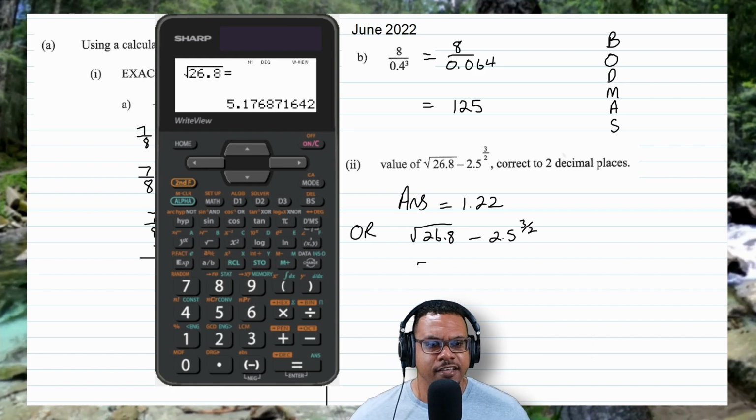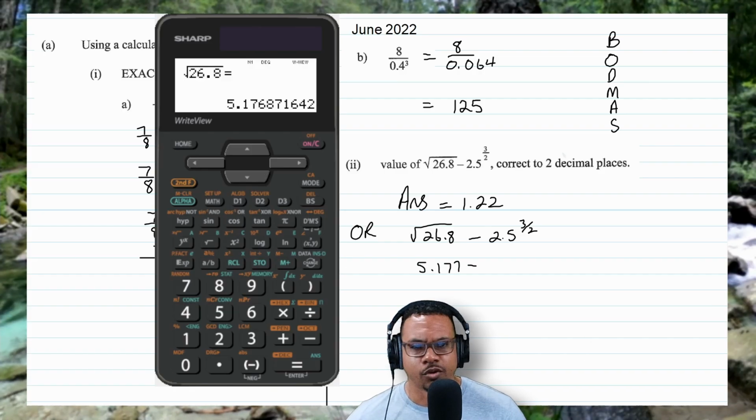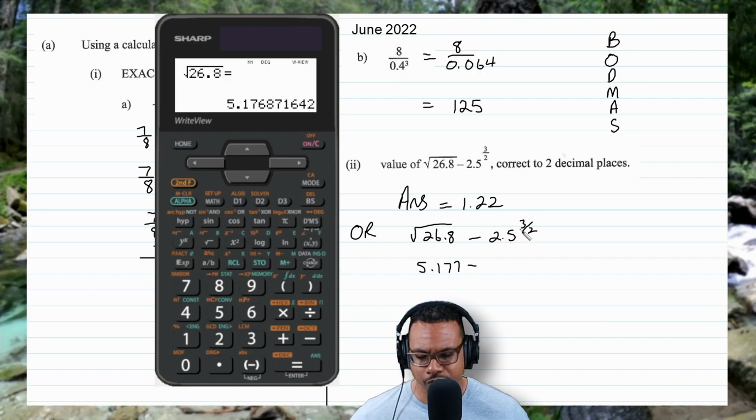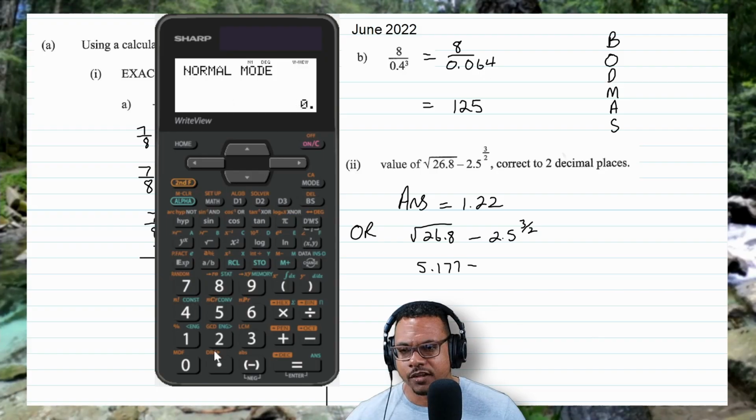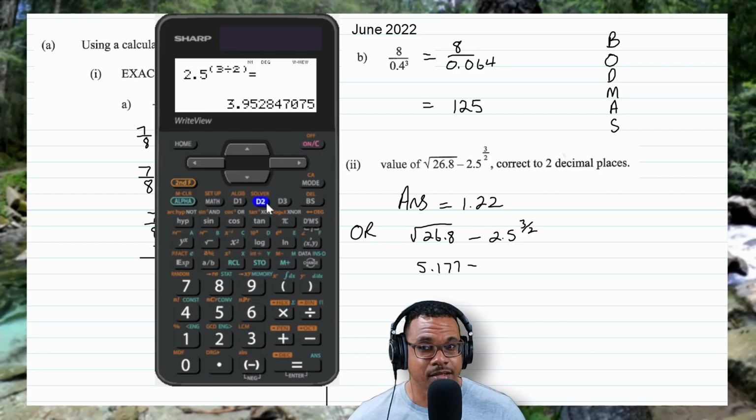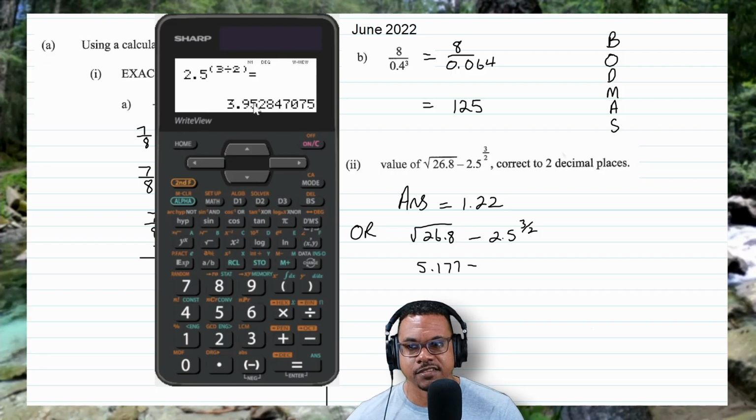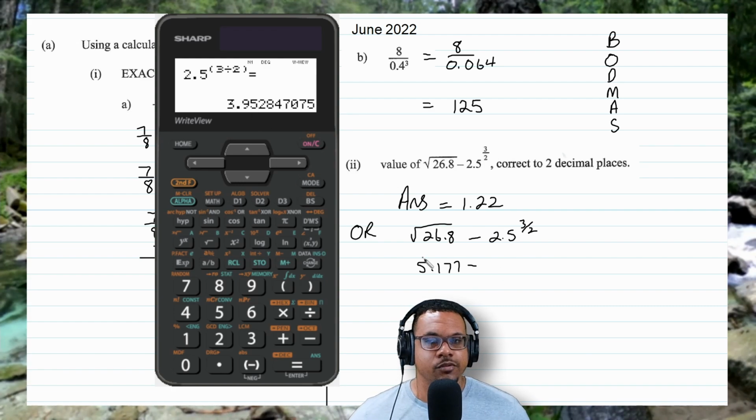So this here will give me 5.177 take away, and now I'll work out this 2.5 to the power 3 over 2. So that'll be 2.5, use the YX button, open brackets, 3 divided by 2, that's 3 over 2, close brackets. And again, I'm going to approximate this to 3 decimal places. This 9 is the first one, 5 is the second one, 2 is the third one. After the 2 is an 8, so this will turn to a 3. So I'll have 3.953.